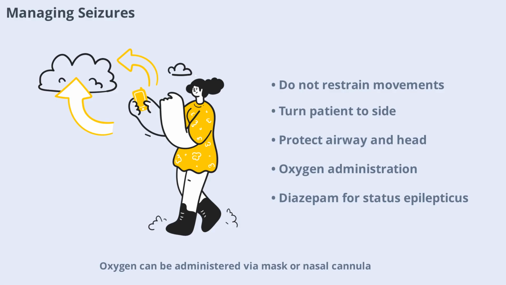For status epilepticus, diazepam 10 mg can be administered intravenously over 2 minutes to stop seizure activity. Children receive a dose of 0.2 to 0.5 mg per kilogram IV. Referral to a neurologist is recommended for medication adjustment.